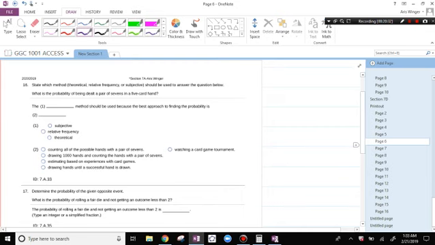State which method, theoretical, relative frequency, or subjective, should be used to answer the question below. All of these are going to be theoretical. What is the probability of being dealt a pair of 7s in a 5-card hand? We don't do this relatively. This is going to be completely theoretical. The theoretical method should be used because the best approach to finding the probability is actually counting all the cards. What are we looking for? A pair of 7s, counting all the possible hands with a pair of 7s.